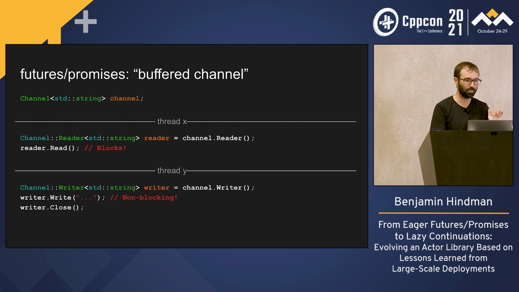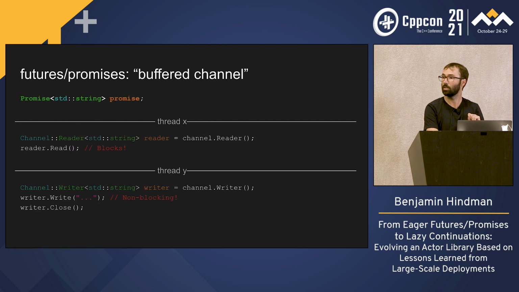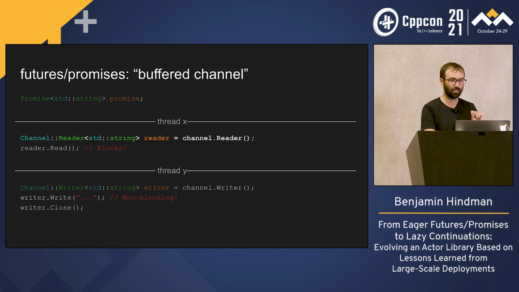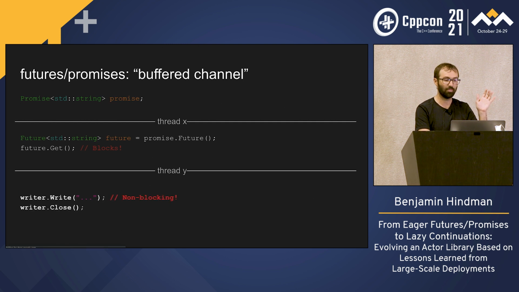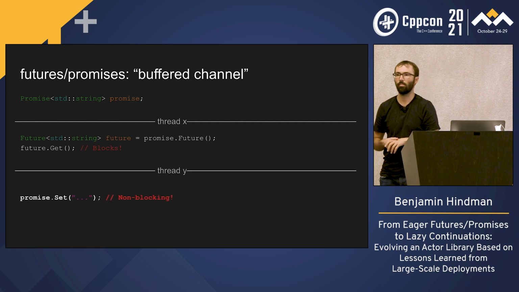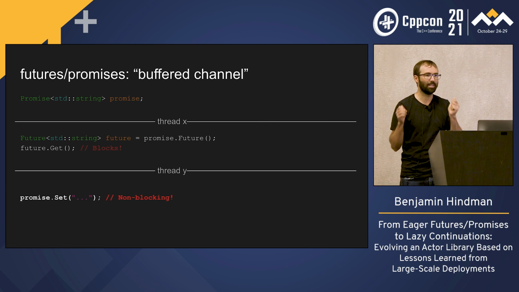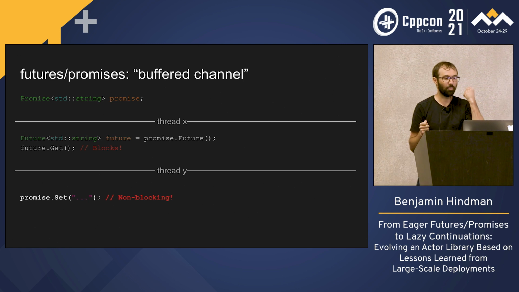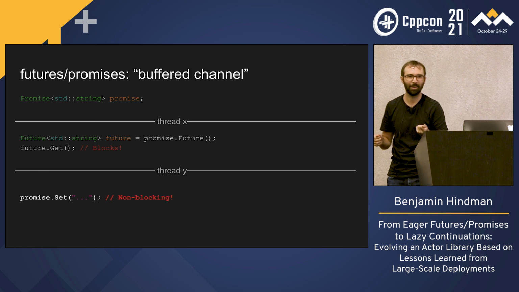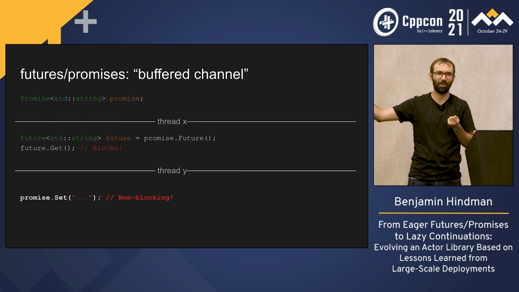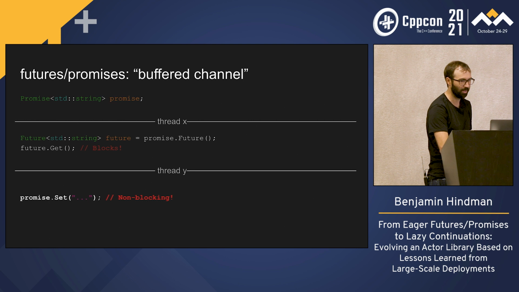But in futures promises world, instead of a channel, we've got a promise. Instead of readers, we've got a future. That's the read end of the channel. Instead of read, we call get. On the write side, we don't have to have a writer. The promise basically is the writer. And instead of write and close, we just call set. The key important part here, though, is that in this sort of buffered channel mentality, on the read side, you're going to block when you want the data. And on the write side, hopefully, you're non-blocking. We're going to talk about why blocking on the write side can be a pain in the butt.